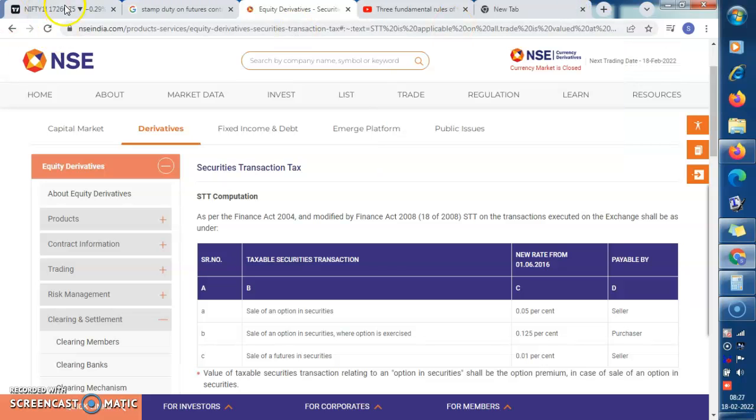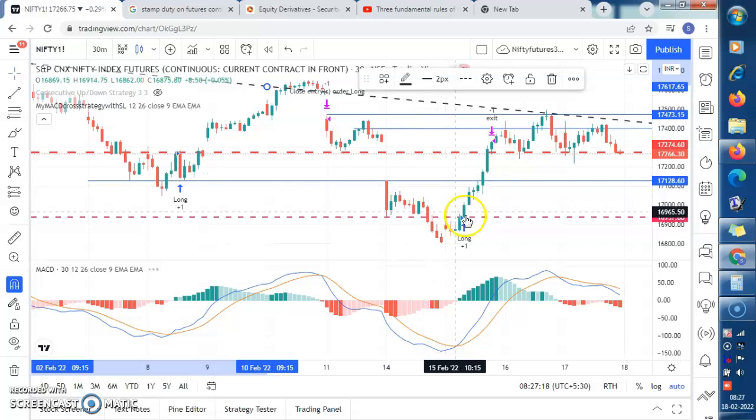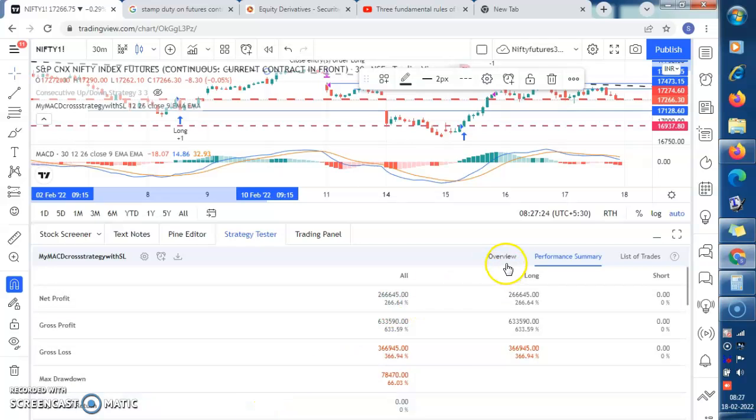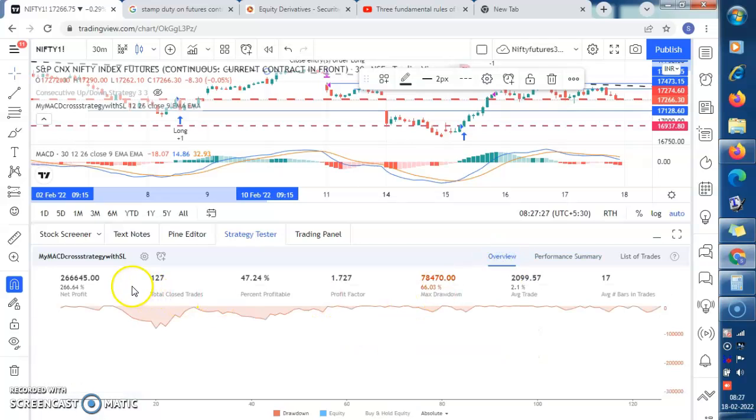I'll just show you one thing. Yesterday I coded one strategy. Whatever the strategy is, we can talk about that later. If you see the overview of this strategy, it is running on a half hour time frame and giving this kind of return. It looks very impressive. The average trade is 2099.